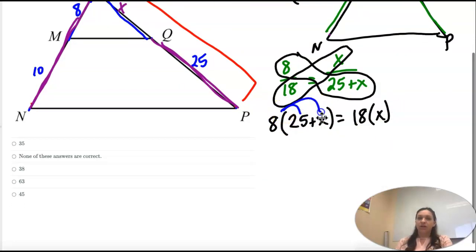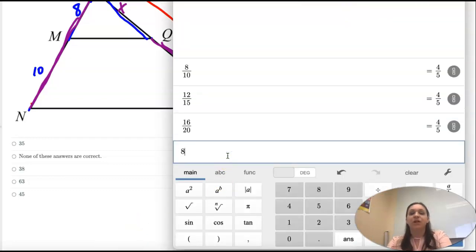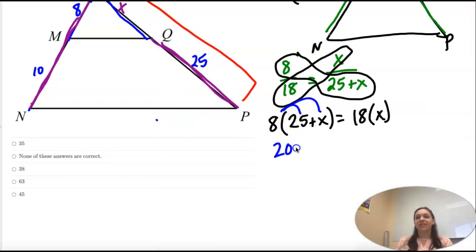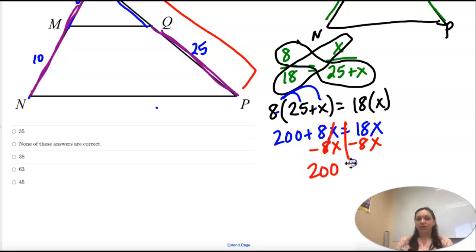So I'm going to solve for x. So 8 times 25 is what? Can you do it in your head? 200 plus 8 times x is 8x, and then 18 times x is just 18x. So now we have an equation. We want to get x by itself, so I'm going to minus 8x from both sides. So now I have 200 equals 10x. Divide both sides by 10. X equals 20.